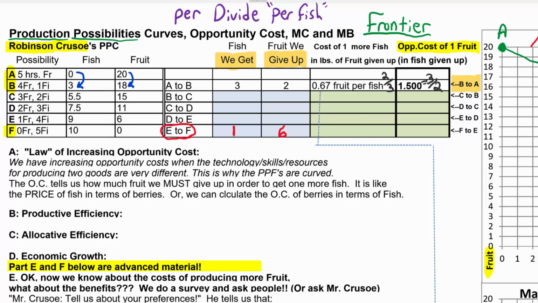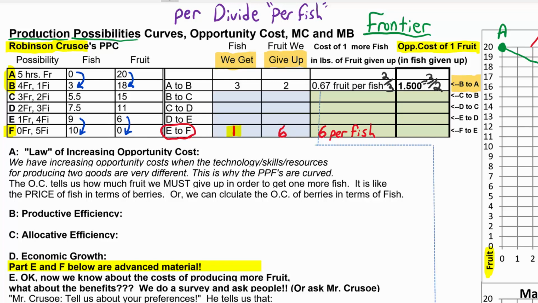So we already figured out that between E and F, we're getting 1 fish and we're losing 6 fruit. So what is the opportunity cost of getting that 1 additional fish? Well, it's 6 divided by 1. What's the opportunity cost per each fish? Oh, we're only getting 1 additional fish, right? So we're giving up 6 fruit. That's the opportunity cost. So that's kind of an easy case there. The opportunity cost is 6 per fish, giving up 6 fruit per fish.